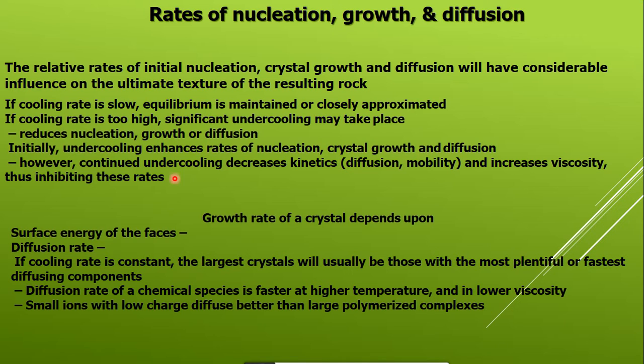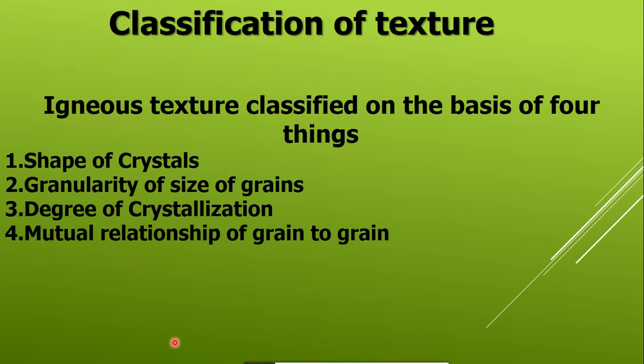However, continued undercooling decreases kinetics, diffusion and mobility, and increases viscosity, thus inhibiting these rates. The growth rate of a crystal depends upon the surface energy of the faces and the diffusion rate. If the cooling rate is constant, the largest crystals will usually be those with the most plentiful or fastest diffusing components. The diffusion rate of a chemical species is faster at higher temperature and lower viscosity. Smaller ions with low charge diffuse better than large polymerized complexes.